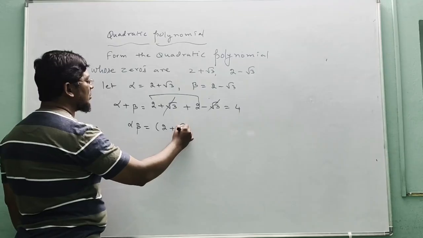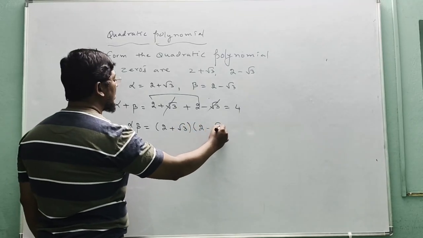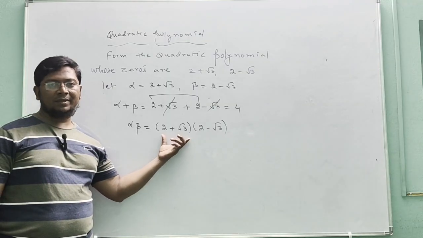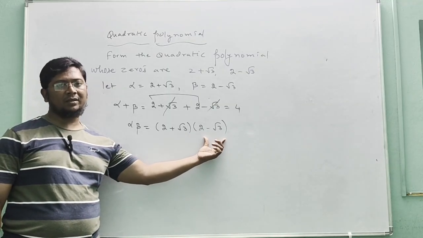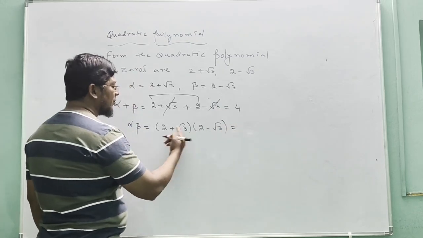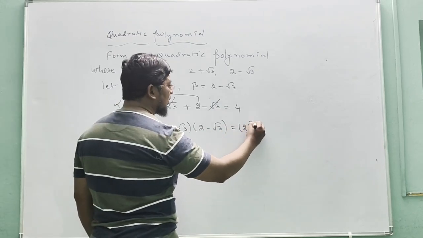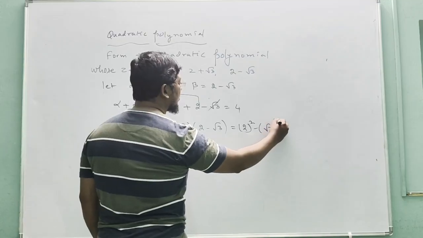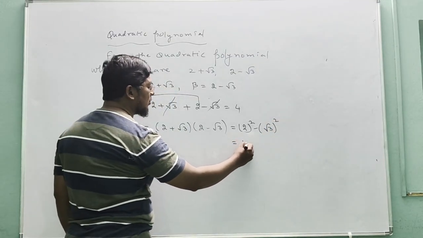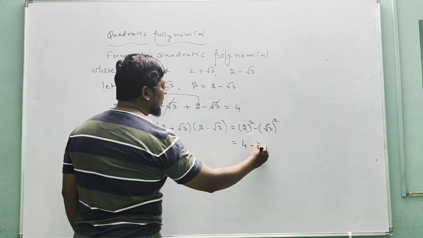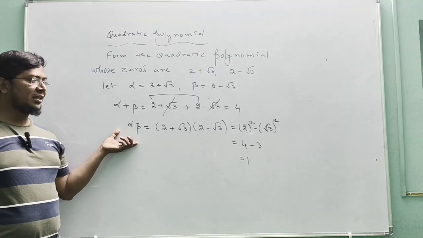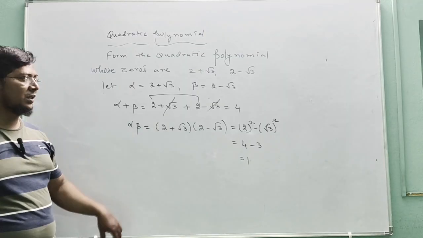Alpha beta means multiplication. The first one is 2 plus root 3, the second is 2 minus root 3. We have to multiply. It is of the form a plus b into a minus b, so a square minus b square, which means 2 square minus root 3 square. 2 square is 4, minus 3, so 4 minus 3 is 1. So alpha beta is equal to 1.